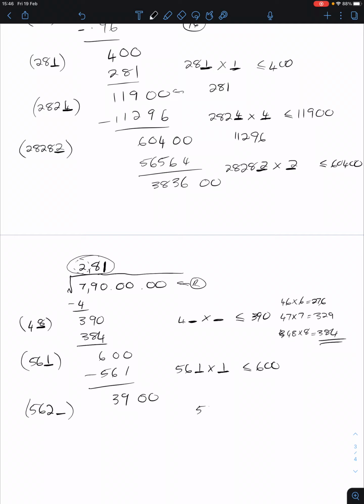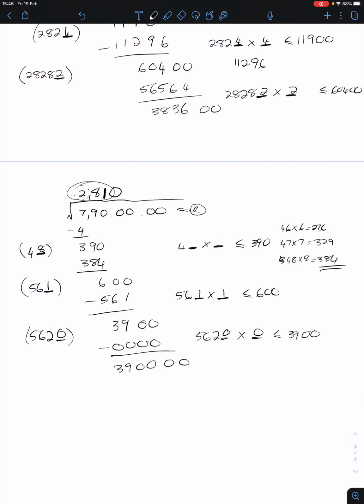And so you want 562-something times itself less than or equal to 390. 0. And obviously if you add a 1, it will already be too large. So this is going to be a 0 again. So we're going to add a 0 times that will be zeros. When you subtract, you're left with 3900, and you bring down the next zeros.